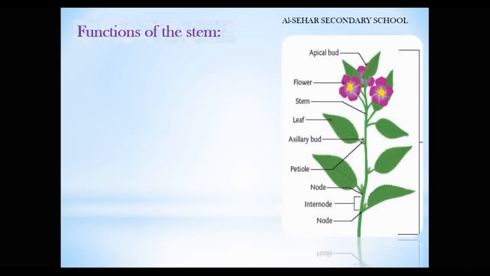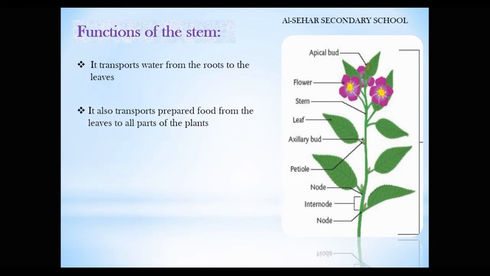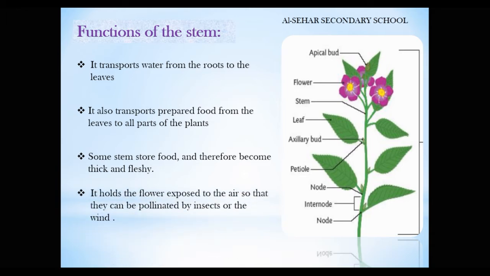Functions of the stem. It transports water from the root to the leaves. It also transports prepared food from the leaves to all parts of the plant. Some stems store food and therefore become thick and fleshy. It holds the flowers exposed to the air so that they can be pollinated by insects or the wind. Photosynthesis takes place in the green young stem.